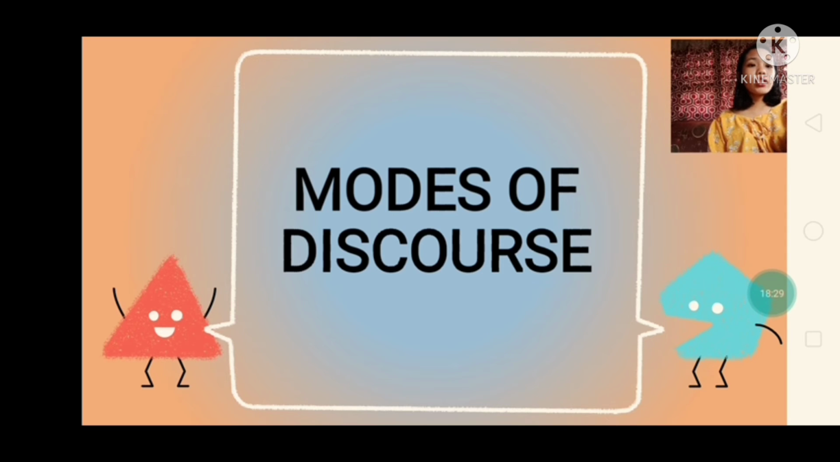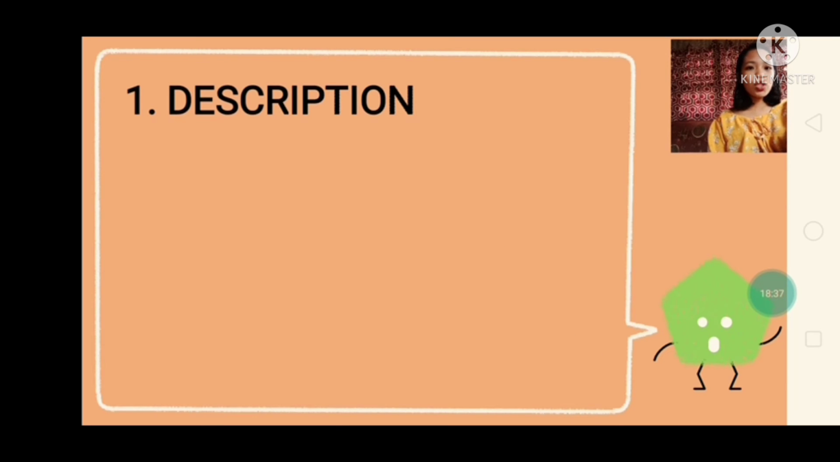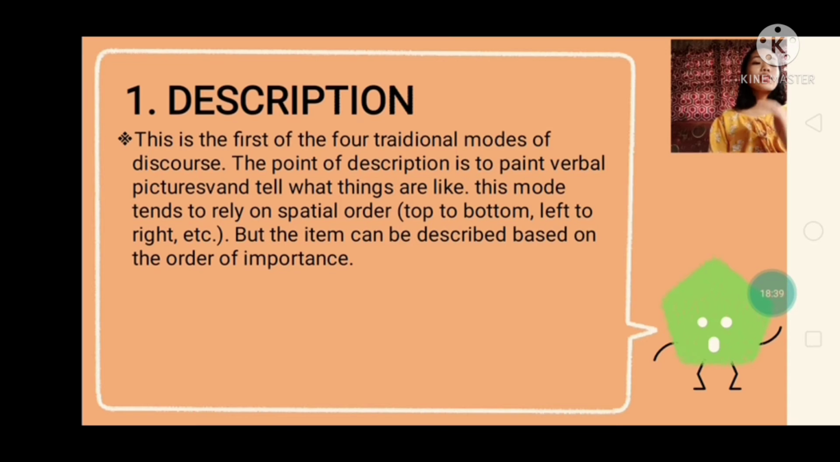Now, we have to discuss the modes of discourse. Number 1, description. So, this is the first of the 4 traditional modes of discourse. The point of description is to paint verbal pictures and tell what things are like. So, this mode tends to rely on spatial order, top to bottom, left to right, bottom to top, but the item can describe based on the order of importance.